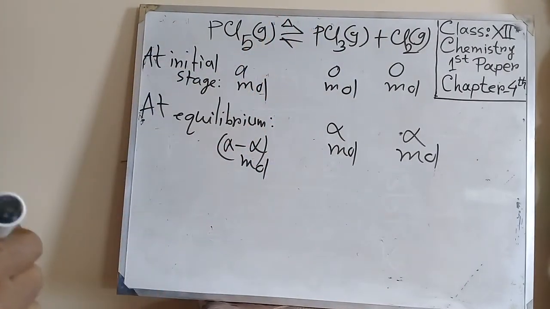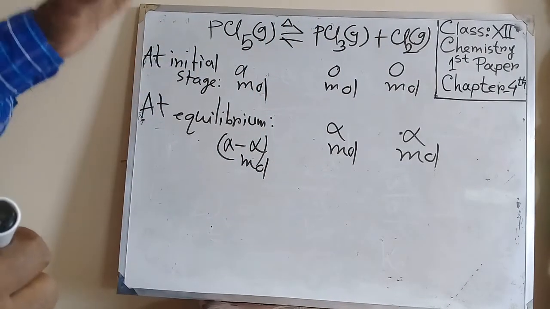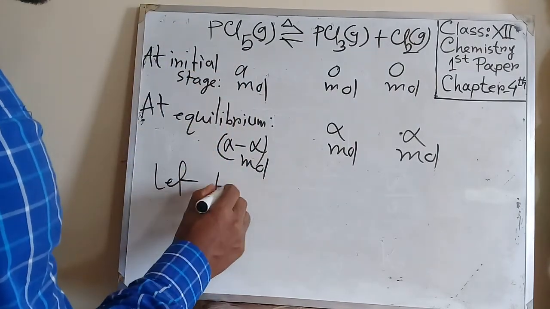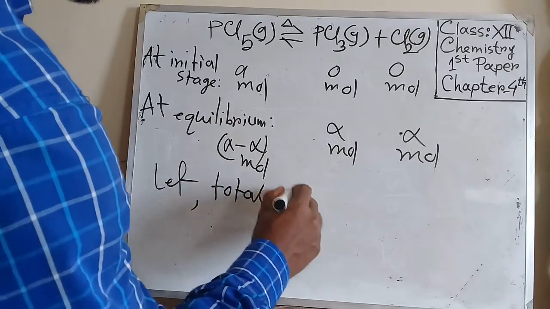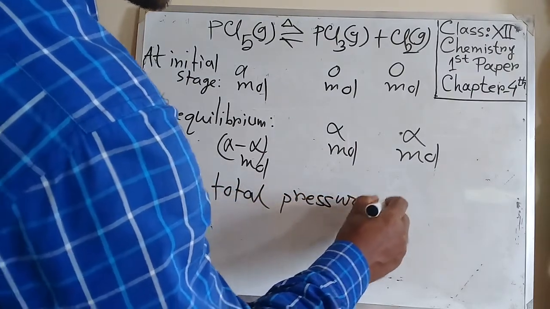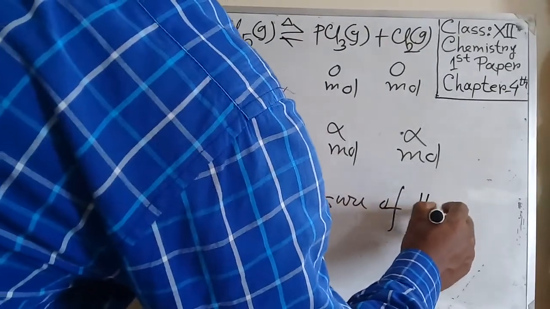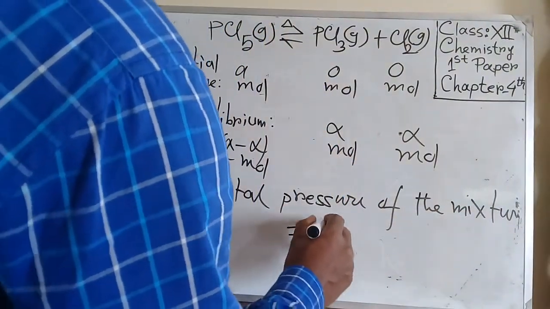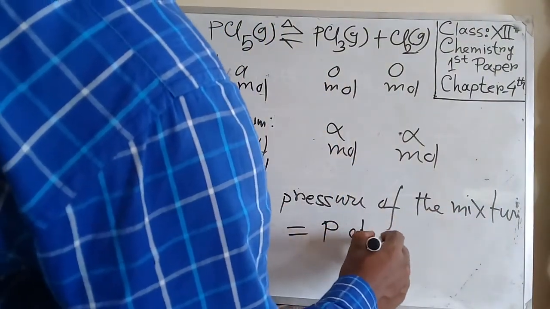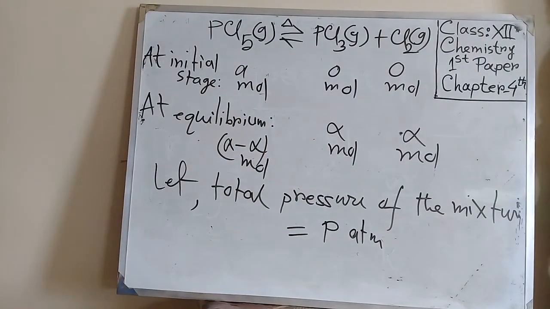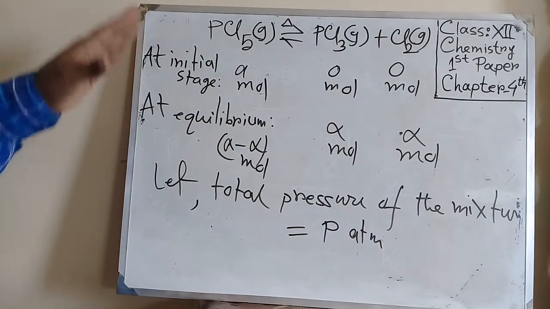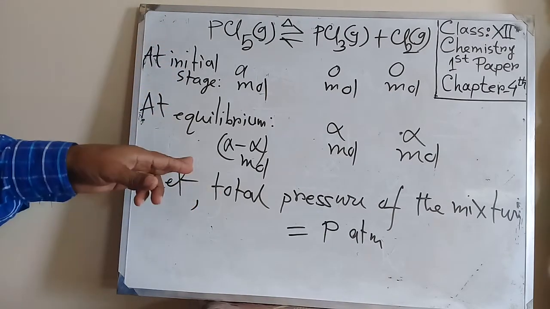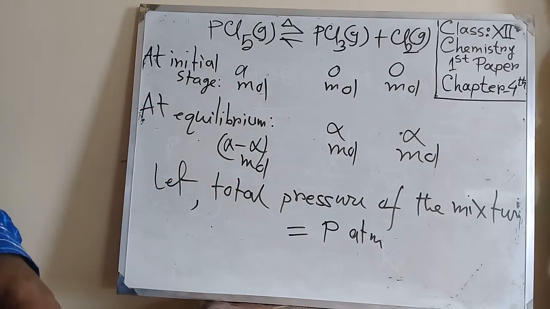Okay, so suppose the total pressure of the reaction is P atmosphere. Let the total pressure of the mixture equal P atmosphere, atm, because we need to find out partial pressure. To find out partial pressure, we need the total pressure of the reaction. That's why we let it be P atmosphere.